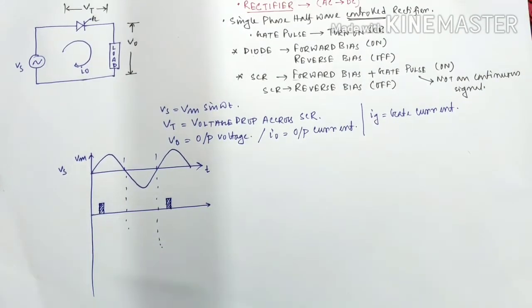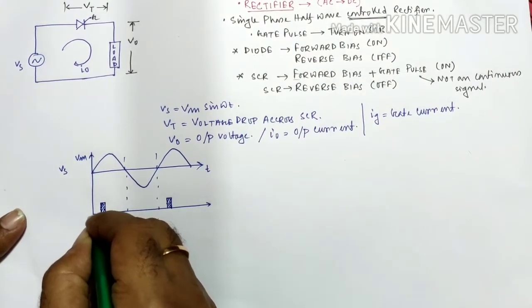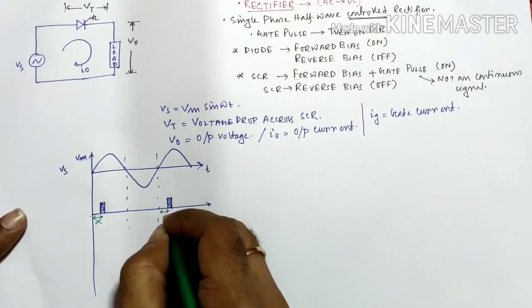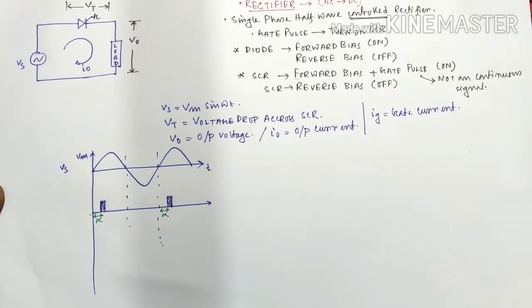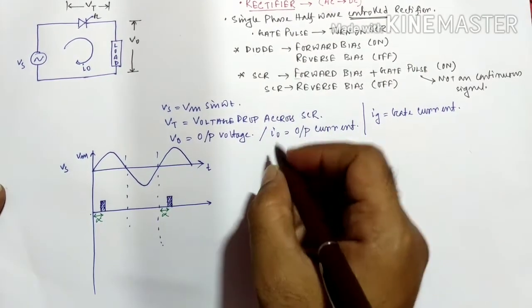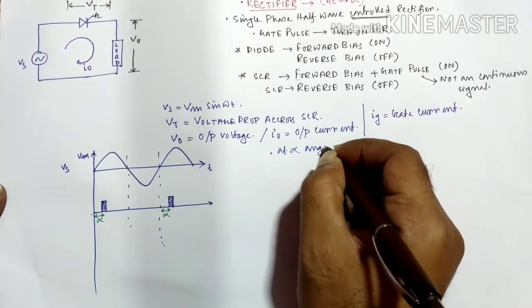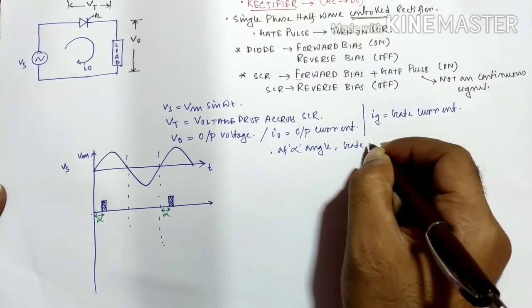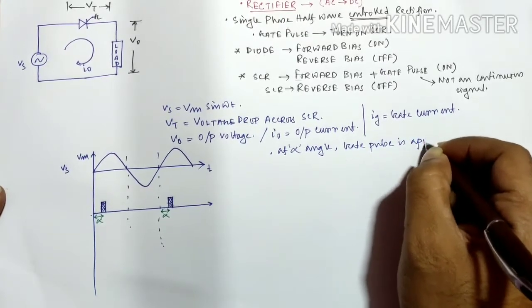Now what is the meaning of this particular time? Why have I taken a gap? This gap is called alpha. Here also this is alpha. What is alpha? At the angle of alpha we have applied the gate pulse. I am writing here: at alpha angle, gate pulse is applied.